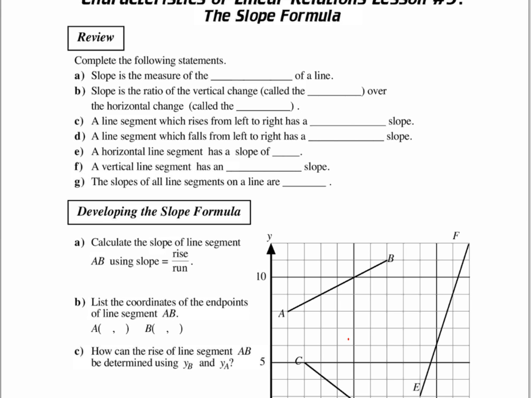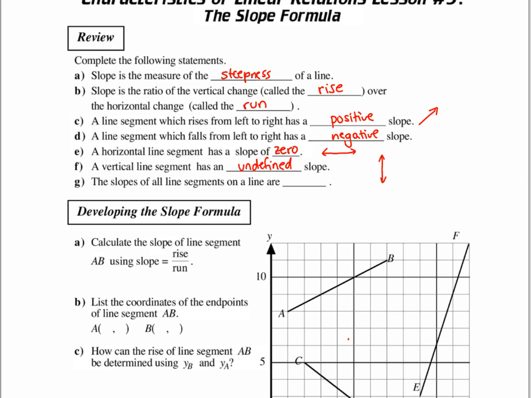Slope is the measure of the steepness of a line. Okay. So if you want to try these, you can pause the video here, fill them in, and then see if you're correct. Slope is the ratio of the vertical change called the rise over the horizontal change called the run. A line segment which rises from left to right would be a positive slope. If it falls from left to right, it's a negative slope. A horizontal line segment has a slope of 0, and a vertical line segment has an undefined slope.